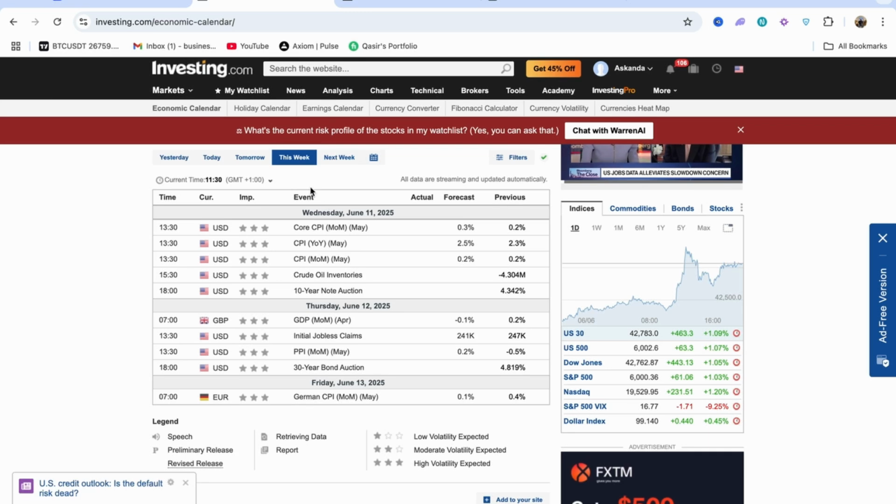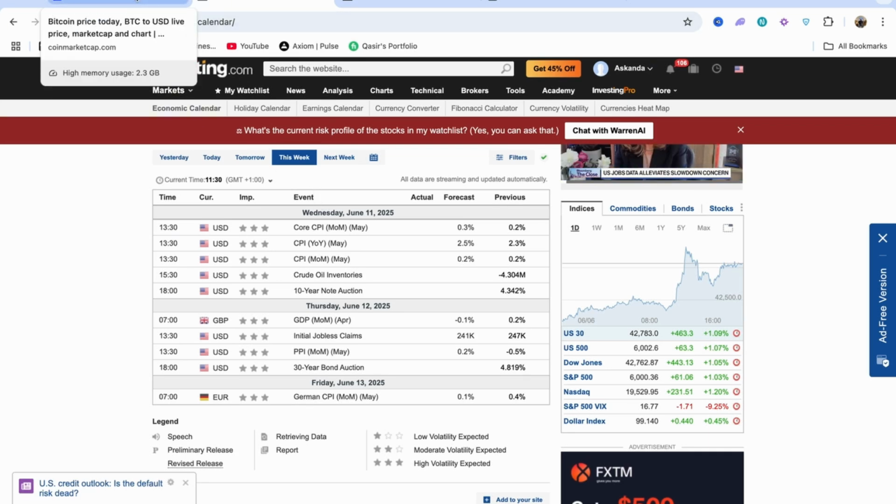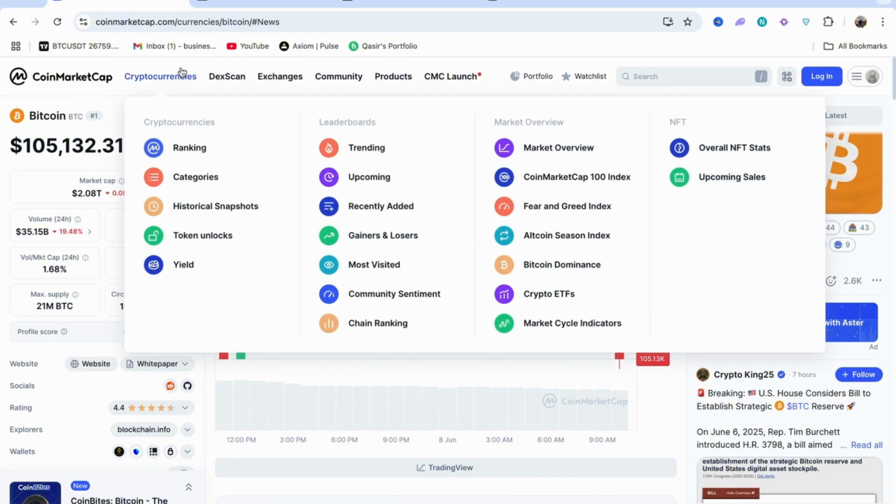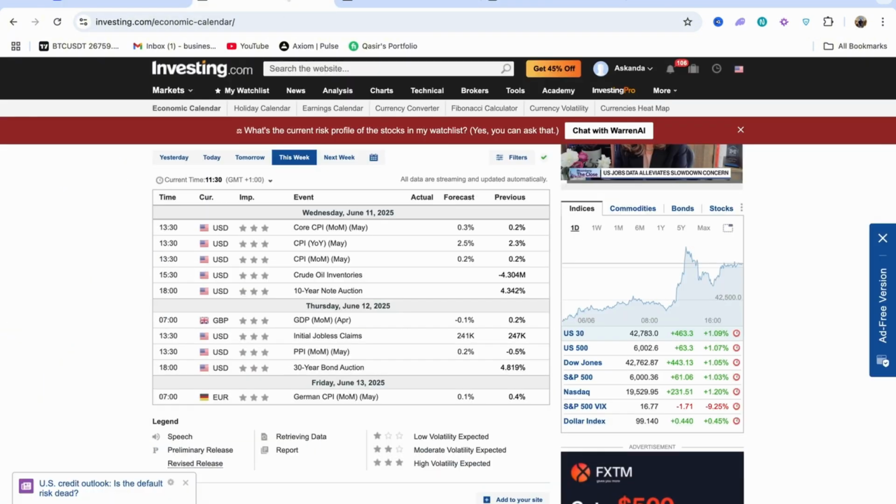Now you have already gone to this particular place, CoinMarketCap, to do your analysis, and you are now back on investing.com. So on investing.com, you come to the market economic calendar section. Now we are going to click on this week. So if you observe my mouse cursor, this week. So this week, these are the news that we are having.